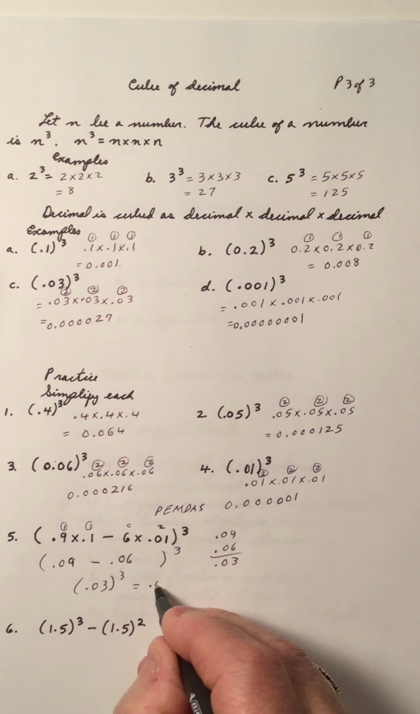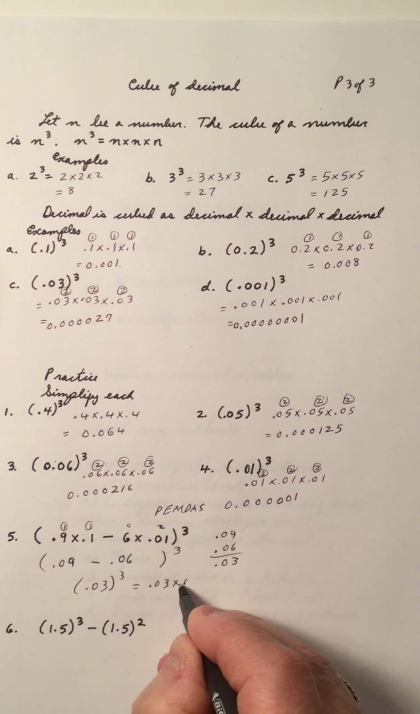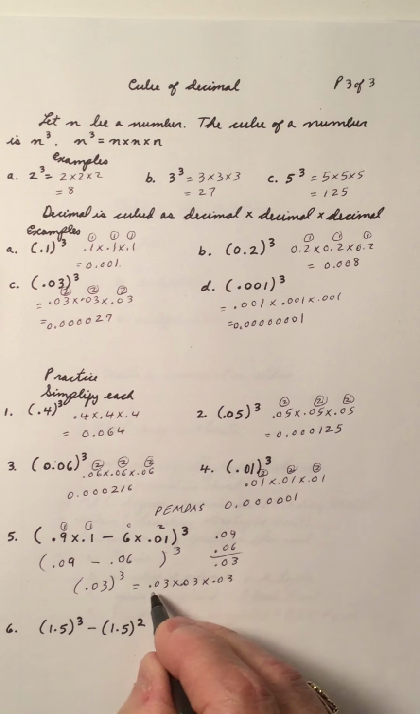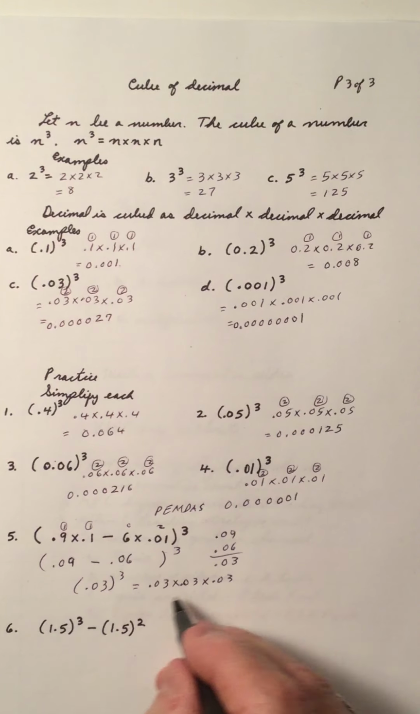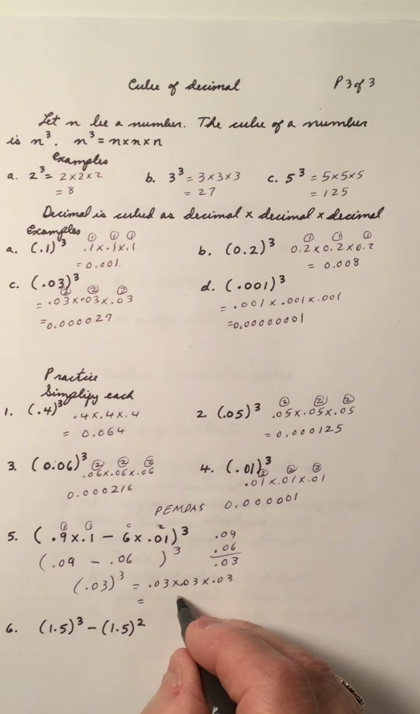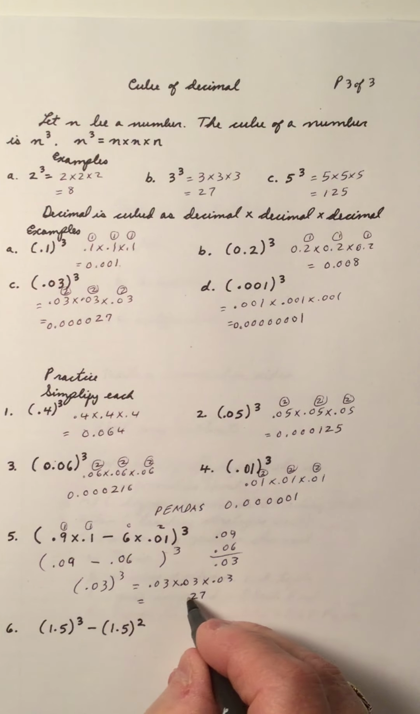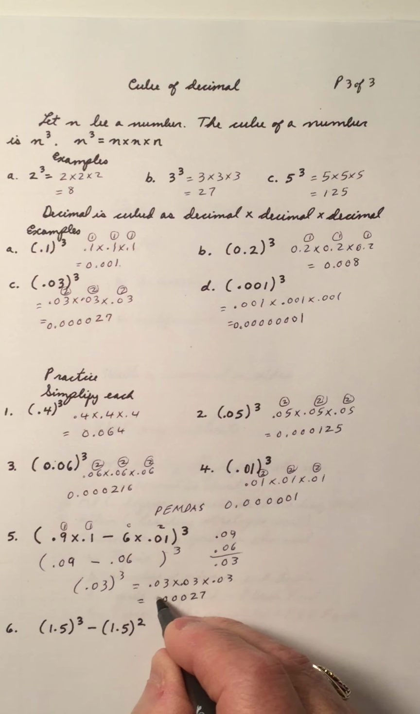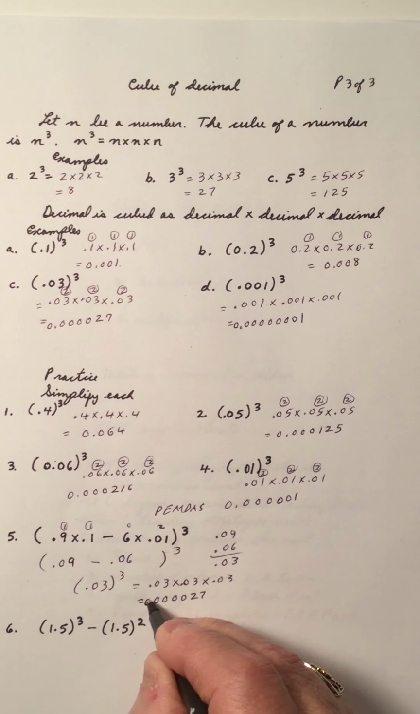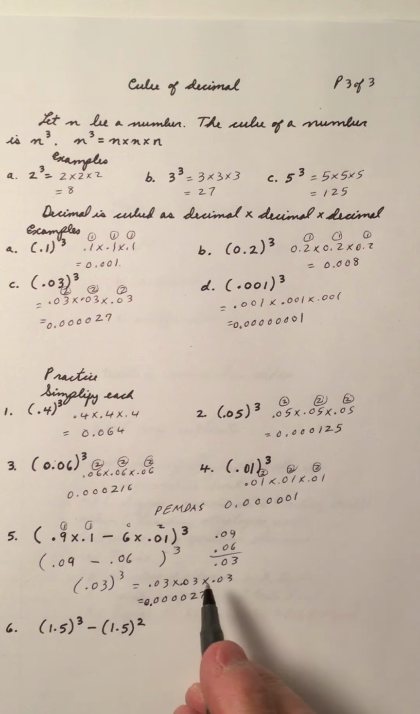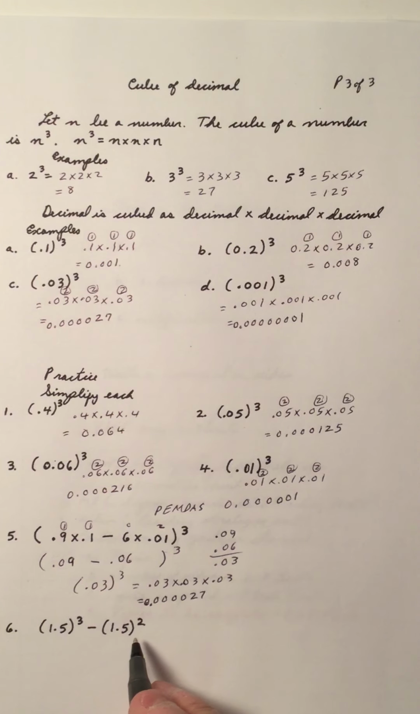And 0.03 times 0.03 times 0.03. 3 times 3 is 9, times 3 is 27, and we got 2, 4, 6 decimal places. 1, 2, 3, 4, 5, 6. So order of operations, we have to do brackets, but our brackets are done. So we have to do our exponents next.